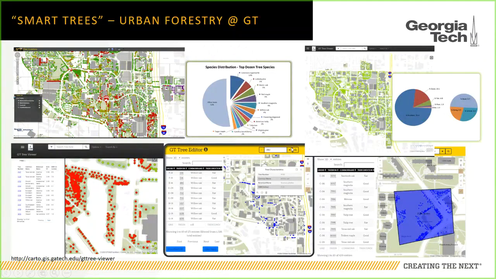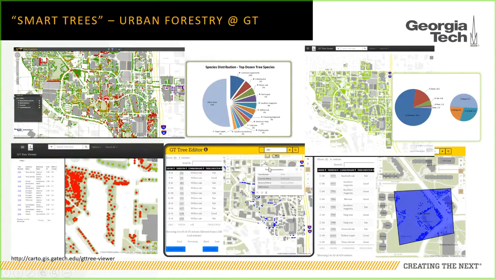rainwater harvestation or carbon sequestration or carbon storage, and air quality measures. So this data is being used by many different applications. One of those applications is an urban localized microclimate study by our urban research group in the College of Design.